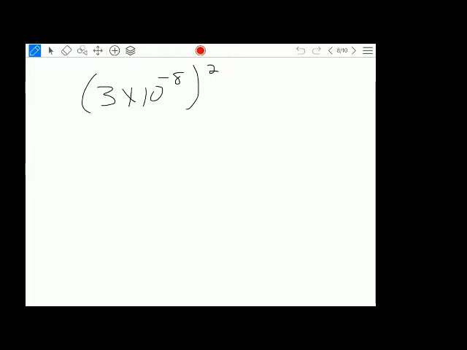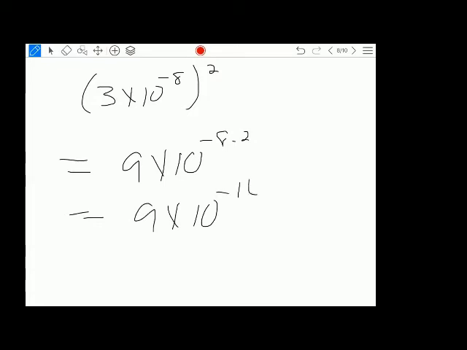I can do the same with negative exponents. 9 times 10 to the minus 8 times 2, leaving me 9 times 10 to the minus 16.